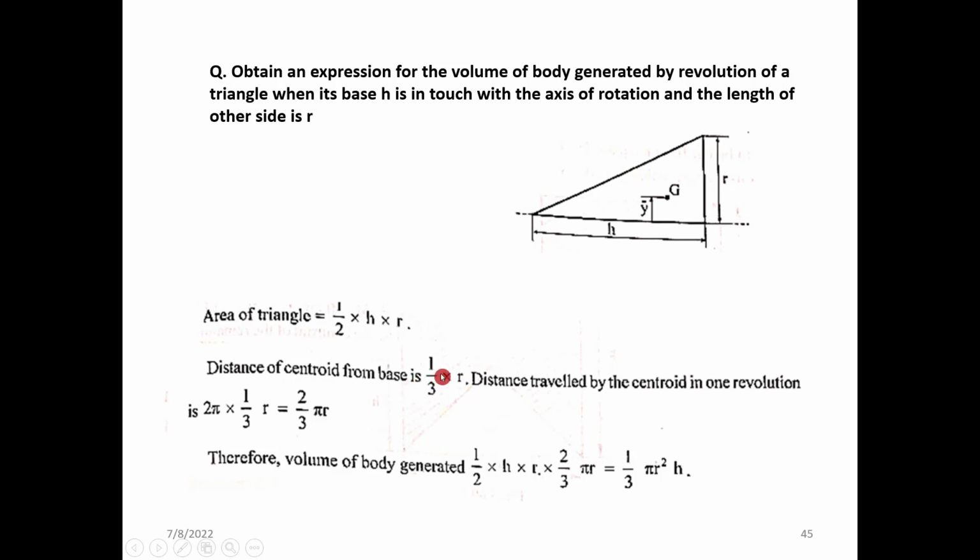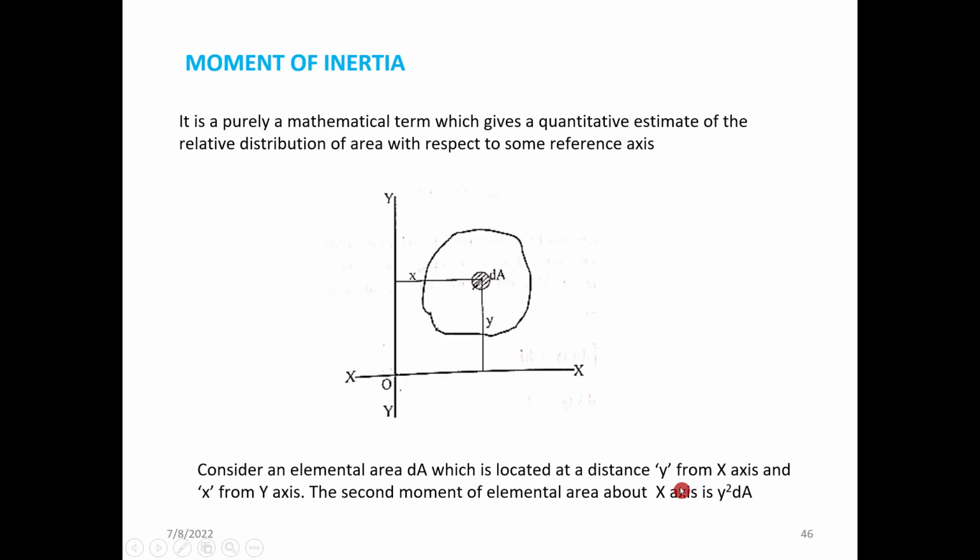The distance traveled is 2 pi into 1 by 3 into r, which is 2 by 3 pi r, the distance covered by the centroid in one revolution. Multiplied by the area of the triangle, it will give you 1 by 3 pi r square h, which is the volume of the cone.